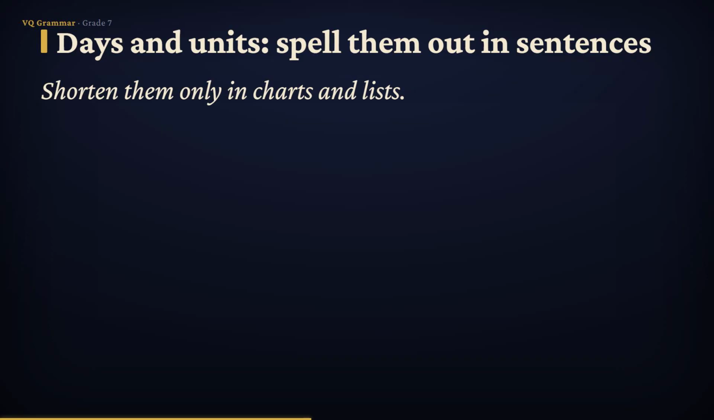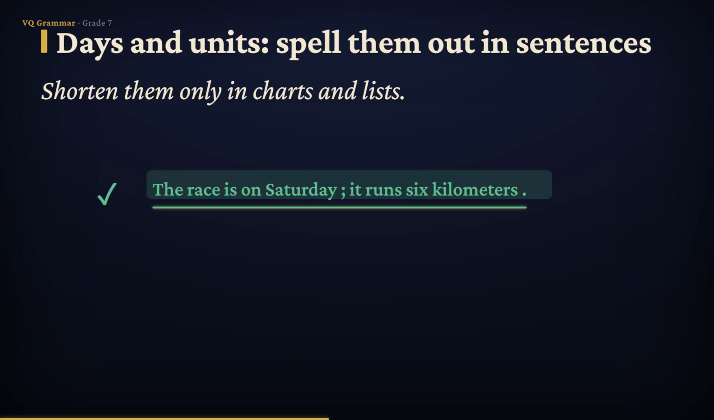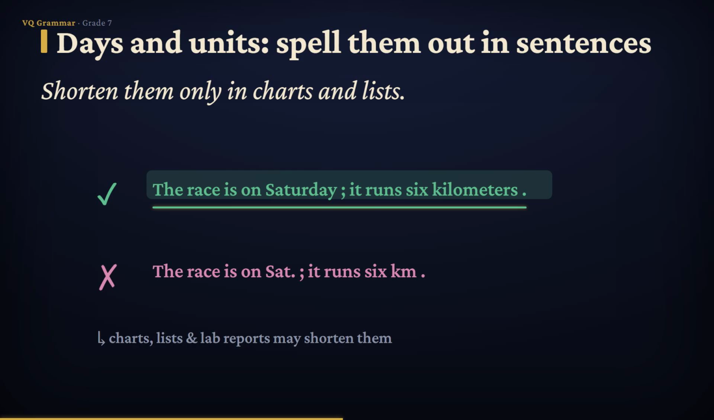Here's a rule that trips people up. Days of the week and units of measure have short forms, but you don't use them everywhere. In an ordinary sentence, you spell them out. So you'd write, the race is on Saturday, and it runs 6 kilometers, with the words fully written. Squeezing in sat and km there would look wrong. But flip to a chart, a list, or a science lab report, and those same abbreviations are welcome, because charts are built to save space. So spell them out in sentences and shorten them only in charts and lists.